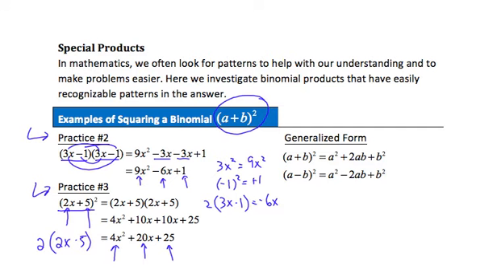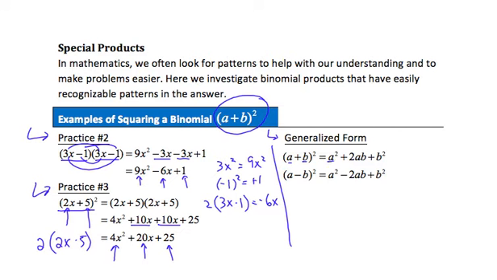Notice if I have any term here, a plus b, and I square it, I can go directly to the answer this way. Instead of writing it out and multiplying it out, I can simply get the answer by the first term being a squared, the last term being b squared, and the middle term doubling this a times b, or 2ab.